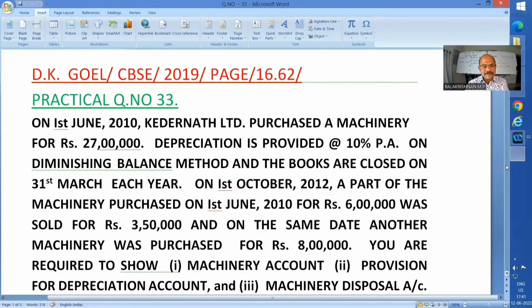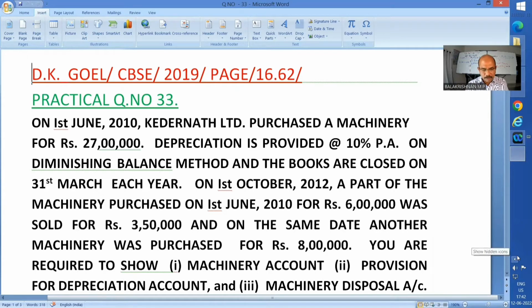Well, students, the question I'm going to work out is practical question number 33, page number 16.62, DK Goel, CBSE 2019. Let me read out the question for you. On 1st June 2010, Kedarnath Limited purchased a machinery for rupees 27 lakhs. Depreciation is provided at the rate of 10% per annum on diminishing balance method, and the books are closed on 31st March each year. On 1st October 2012, a part of the machinery purchased on 1st June 2010 for rupees 6 lakhs was sold. I repeat, a part of the machinery purchased.